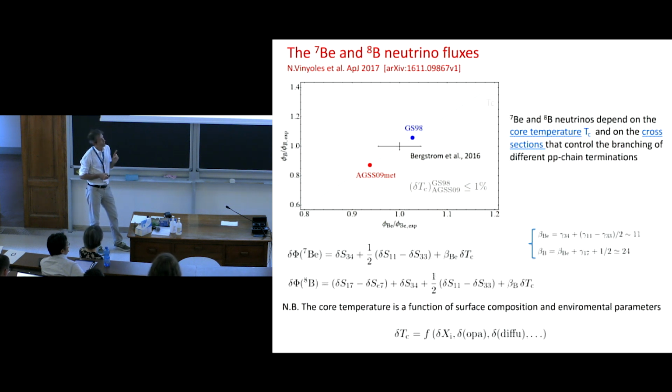But it's not the only reason. The point is that despite the high accuracy of the experimental determination, the possibility to discriminate between these two predictions by looking at these fluxes is prevented by theoretical uncertainties, which dominate the error budget. These fluxes basically depend on the central temperature of the sun.